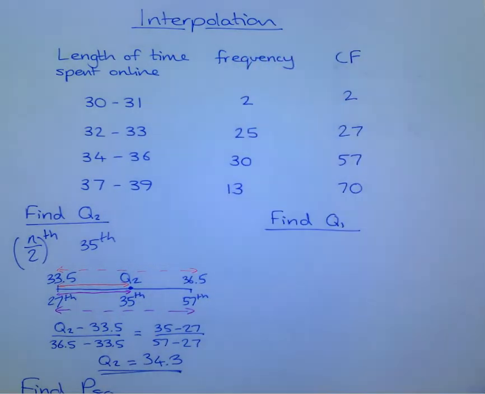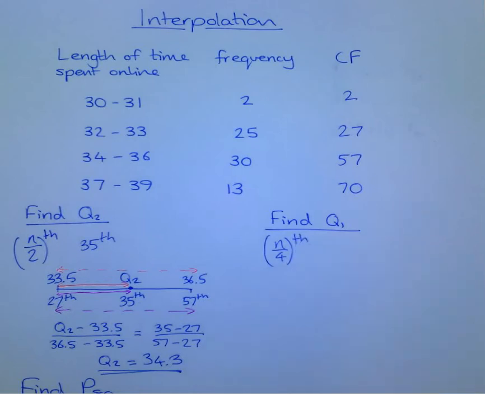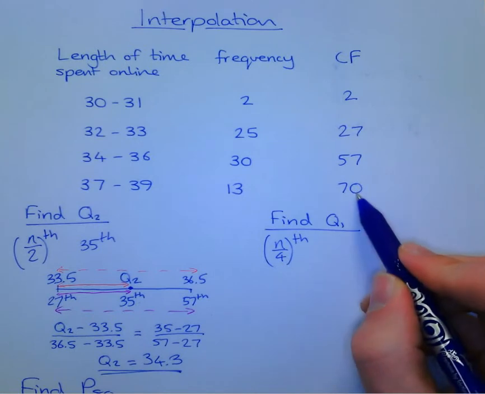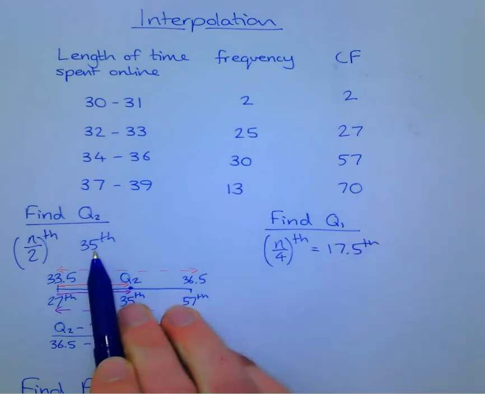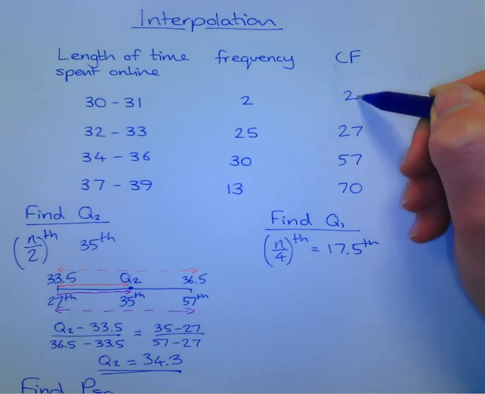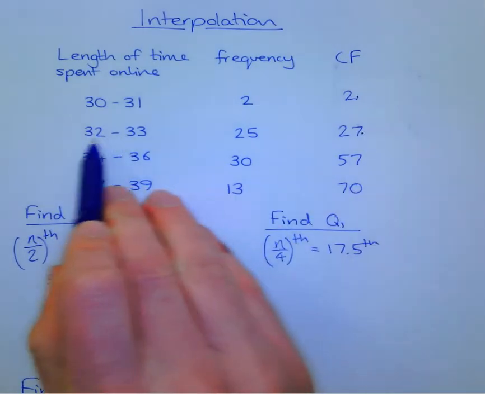So Q1, exactly the same. So Q1, you should know it's this number. It's the total number divided by 4. It's going to tell us which number we need. So 70 divided by 4, well, that's 17.5, half of this one. So let's look at our cumulative frequency. Well, there's only 2 numbers there. Aha, 27. So we've gone past the 17.5 target. It is in this group here.